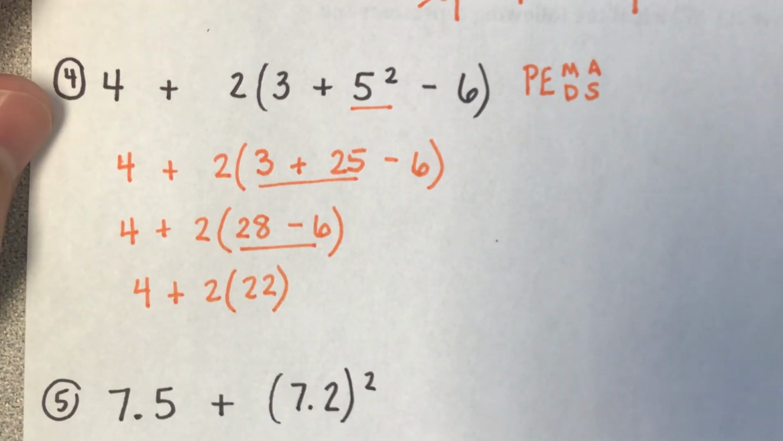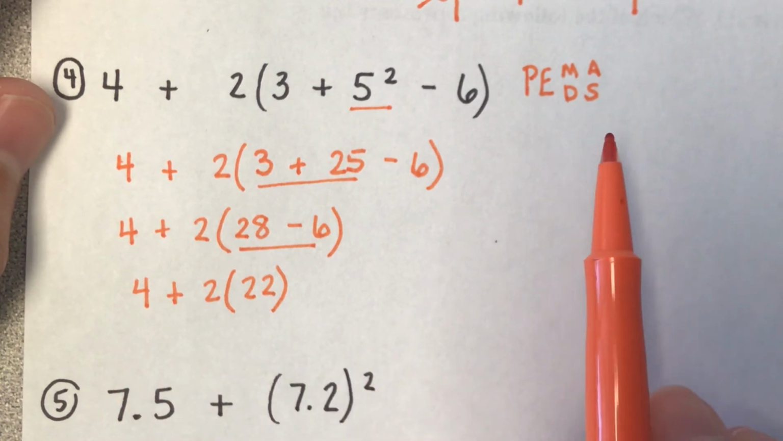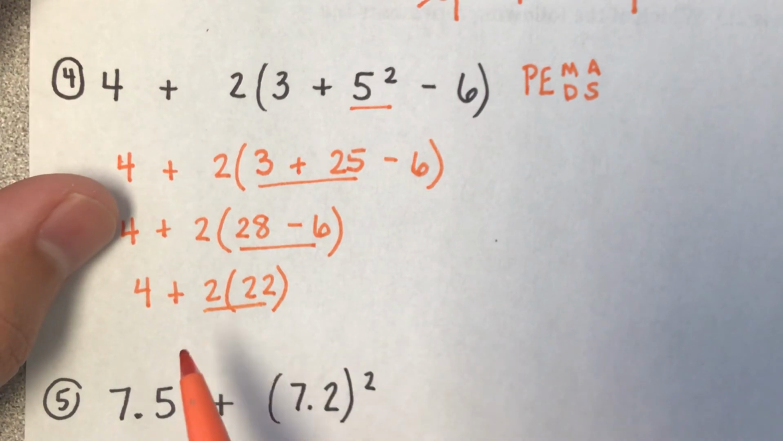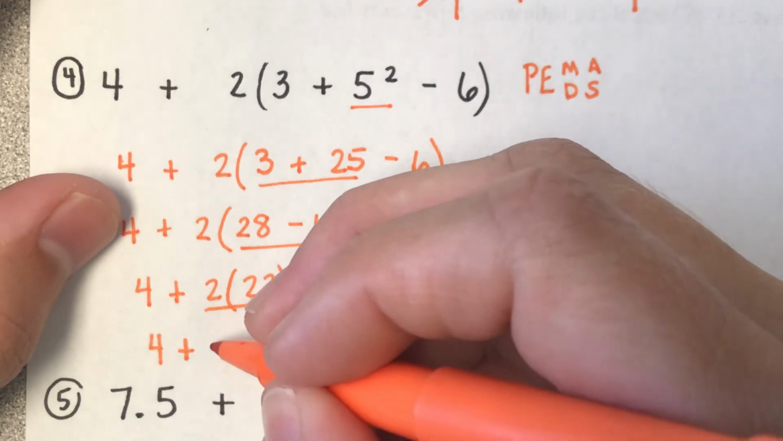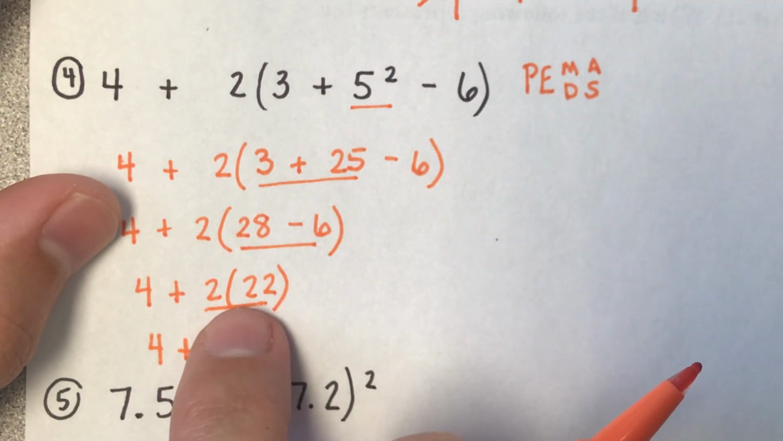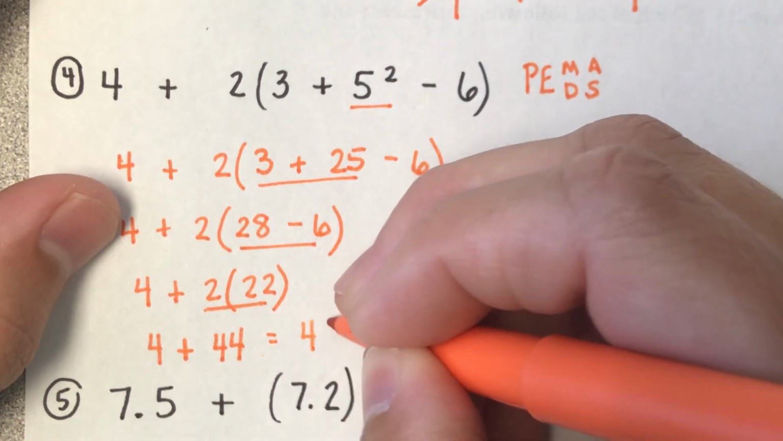Okay, so now I've got multiplication left, and I've got addition left. So order of operations, I have to do the multiplication before I can do the addition. So now it's 4 plus 2 times 22 is 44. Remember, when you have a number beside parentheses, it means you're multiplying. So now I just do 4 plus 44, and I get 48.